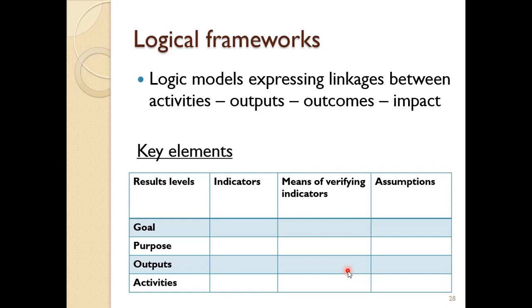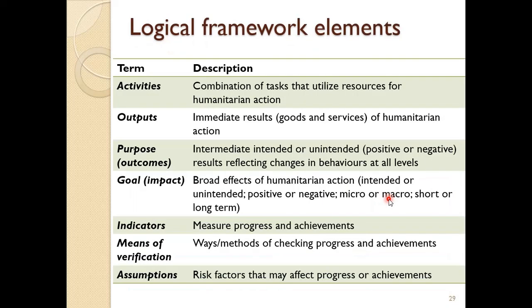The second one is the logical framework, which expresses the linkages between activities, outputs, outcomes and impact. So you have the results levels: from activities you go to outputs, you go to outcomes, which is purpose, and you go to impact, which is the goal. But of course you must look at indicators. The logical framework also identifies the indicators on how these goals will be measured, and then you have means of verification, and then you have assumptions.